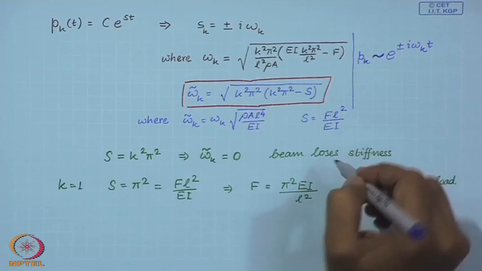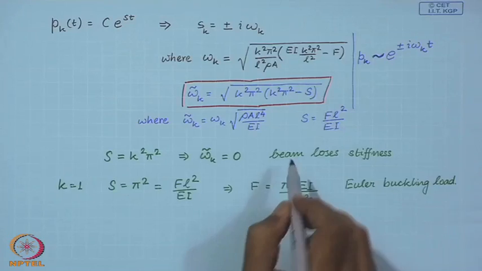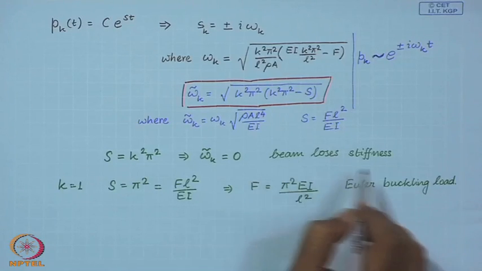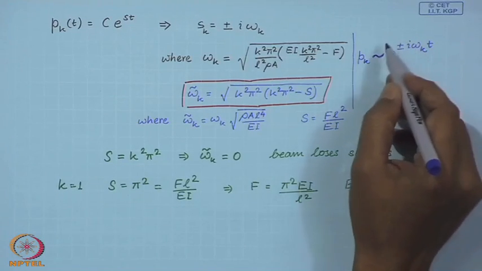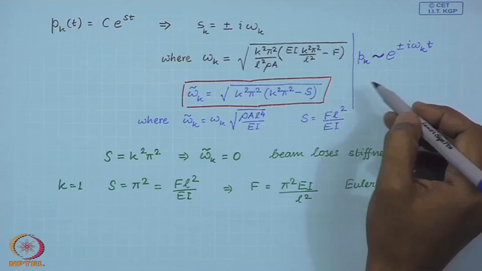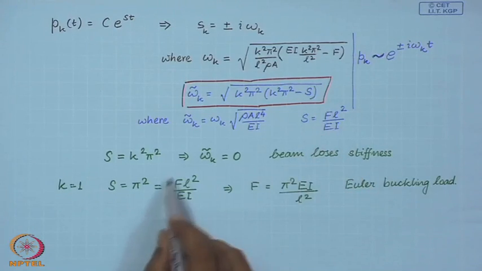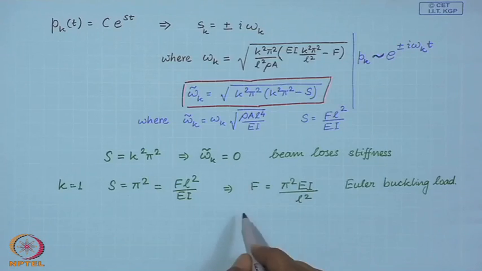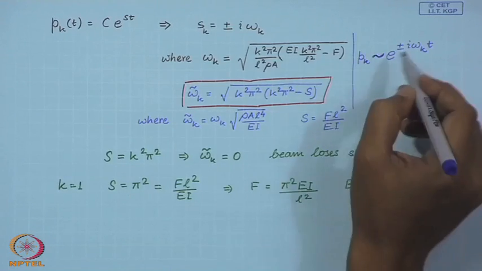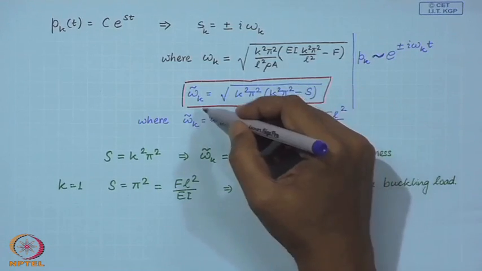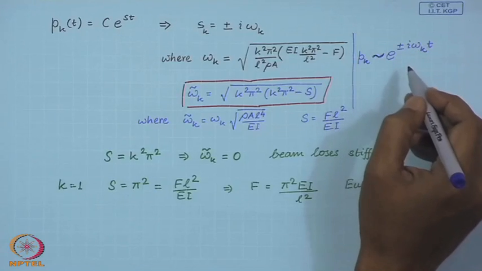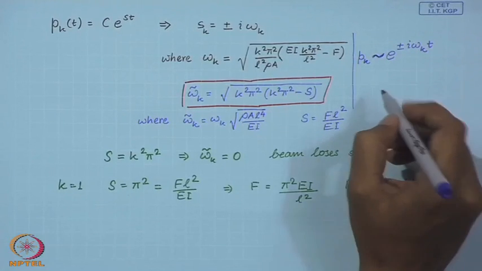So, you have reached the Euler buckling load for k equal to 1, for example, and the beam has lost its stiffness. Now, if the load is increased further beyond this value, then omega 1 will become imaginary.